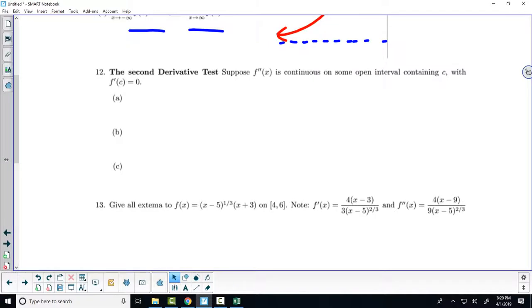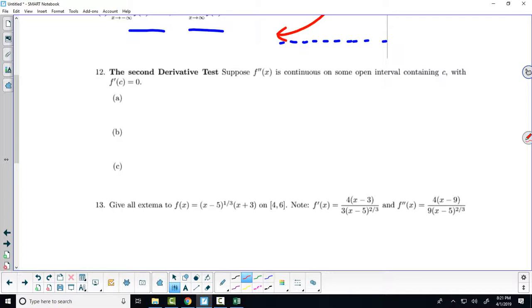The next thing I want to talk about is what's called the second derivative test. Okay, this isn't going to necessarily give us more information. It just gives us a different way of finding the same information. Sometimes this test is faster. Sometimes it's the best way to go. It just sort of depends on the problem.